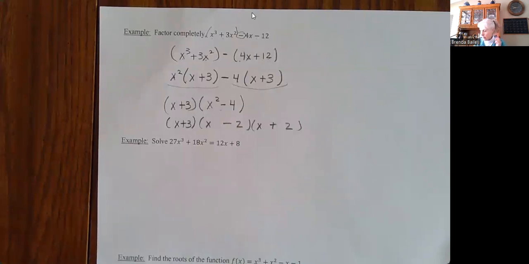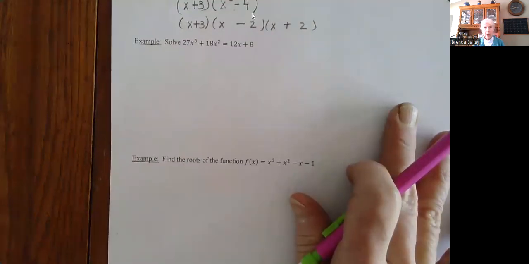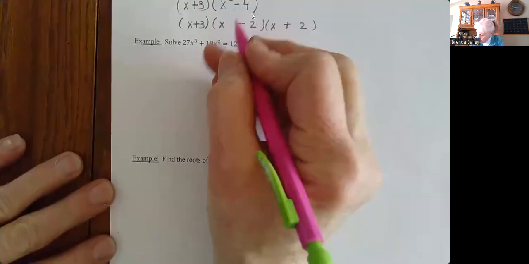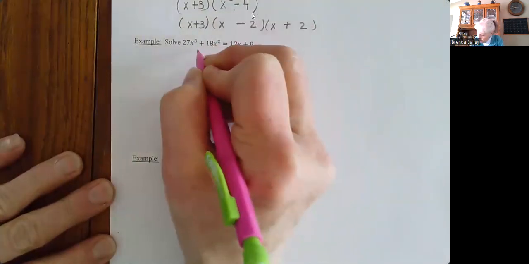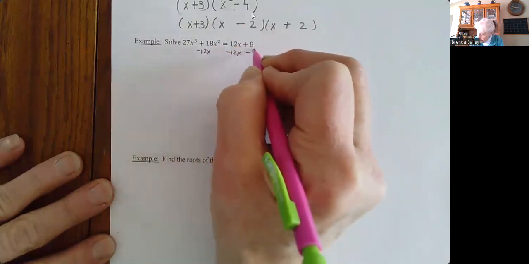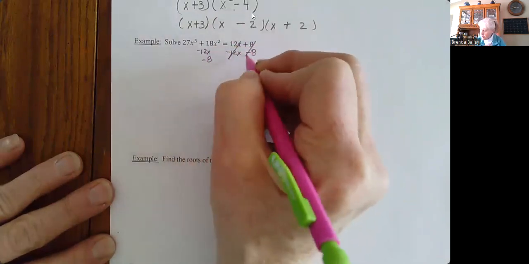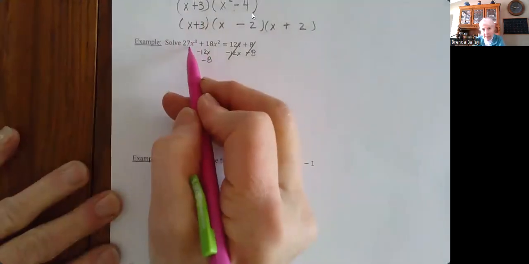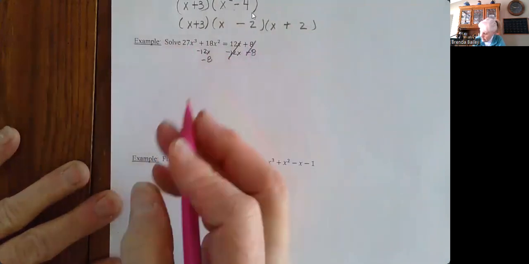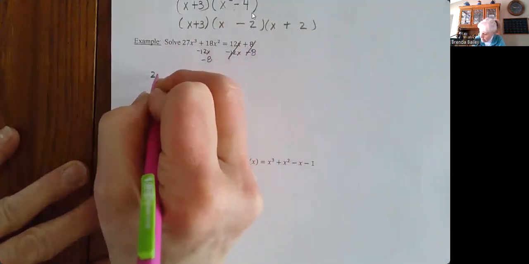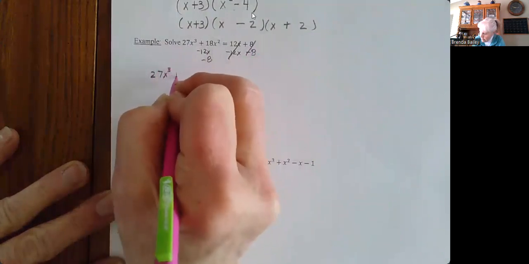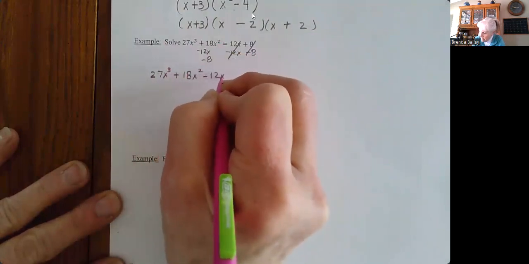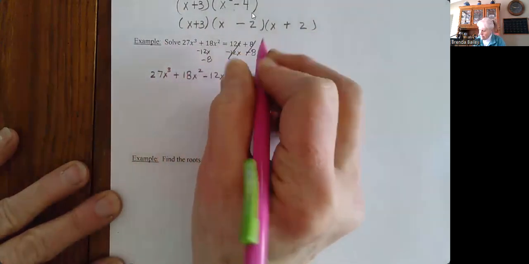Let's go ahead and try another one. Oh, now we're going to solve. If we solve, you have to move everything over and put it in descending order. So you have to set it equal to 0. And a minus 8. So I'm moving those to the other side. And I wanted the leading coefficient to stay positive. That's why I didn't move it over here. So we have 27x cubed plus 18x squared minus 12x minus 8 equals 0.